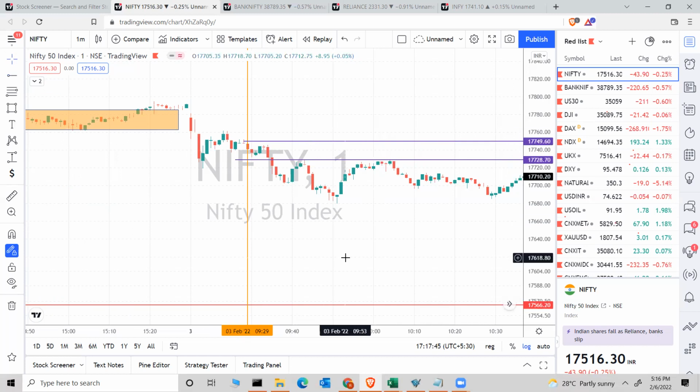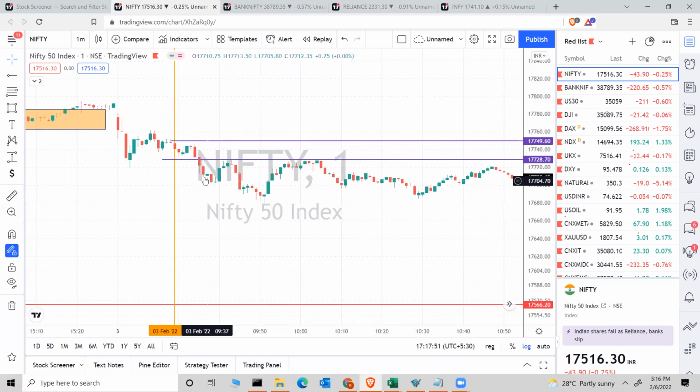Now see what happened. See the magic. Exactly, it broke down, and from there it started to fall, and then when it came back again, it touched and it acted as a rejection. It never went to our stop loss, because if we are going to take this as a PE call, our stop loss should be this, which is a minimum of how many points?